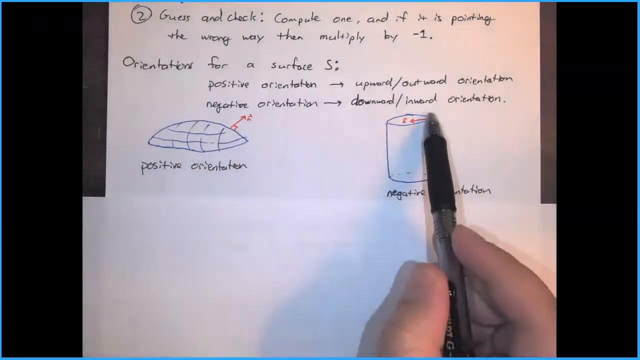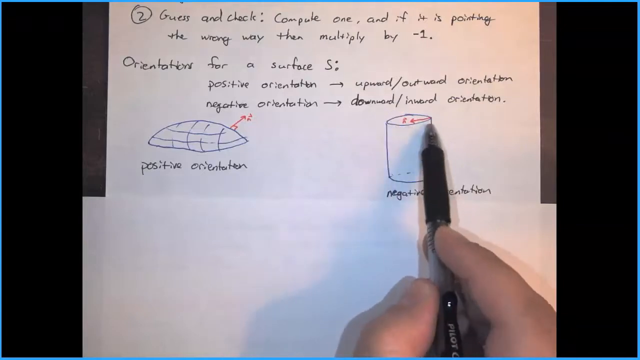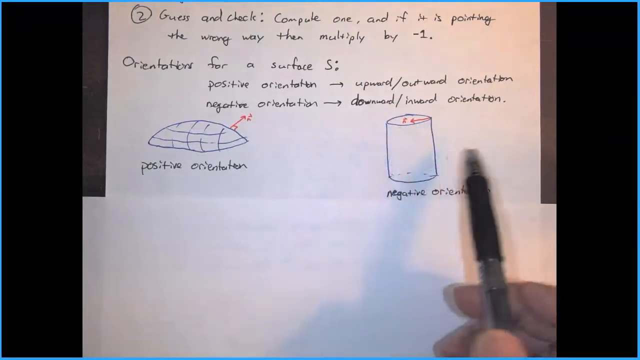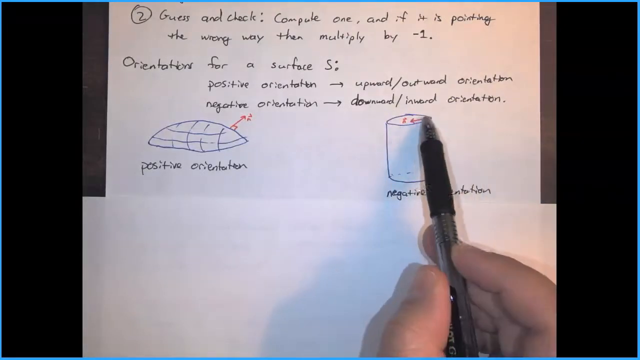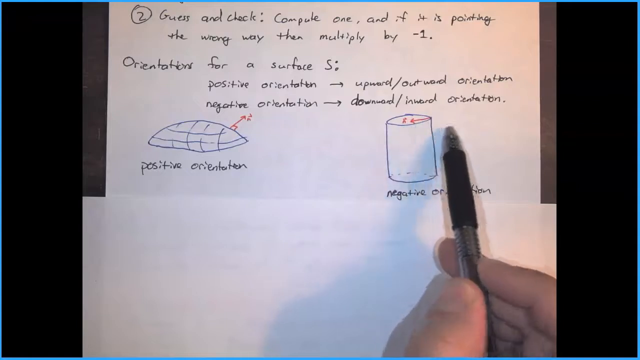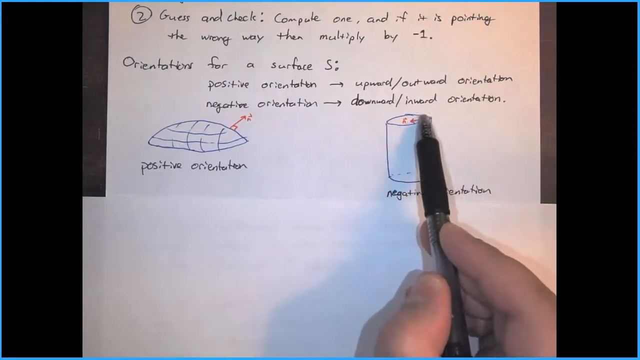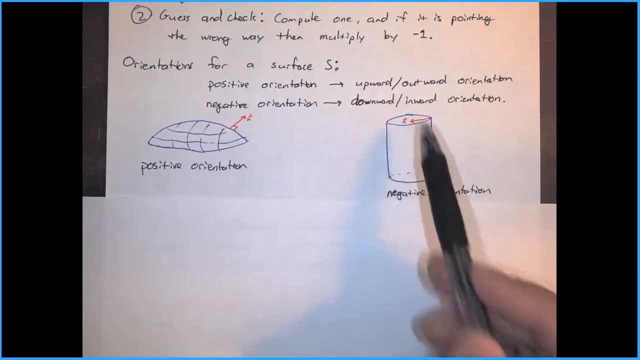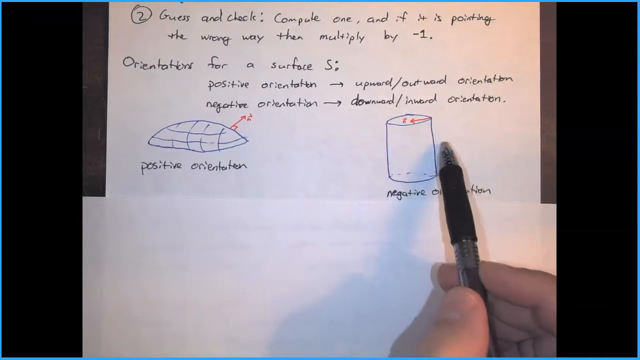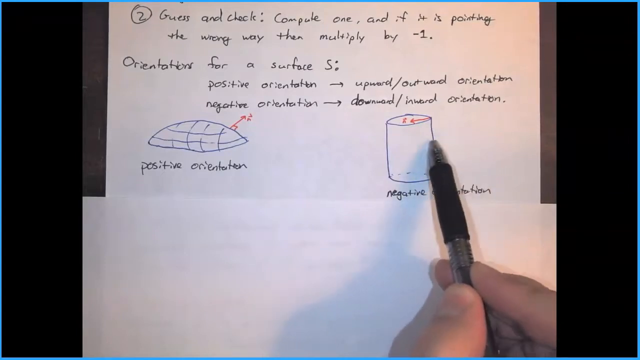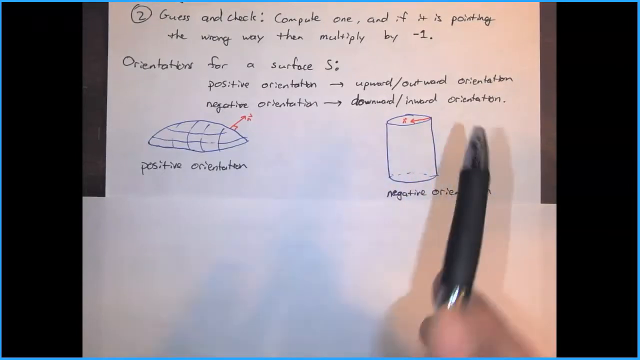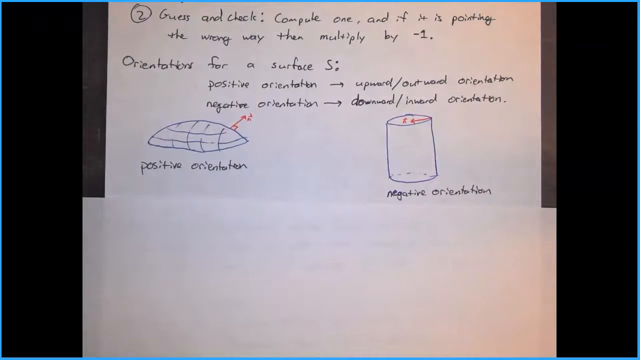negative orientation. Here we have a cylinder. So if I draw a normal, upward doesn't really have a meaning because all of these normals are going to be horizontal. But it's a negative orientation because it's pointing inside the cylinder. If I wanted a positive orientation, I would pick a normal pointing outside the cylinder. So those are the differences between the two orientations.